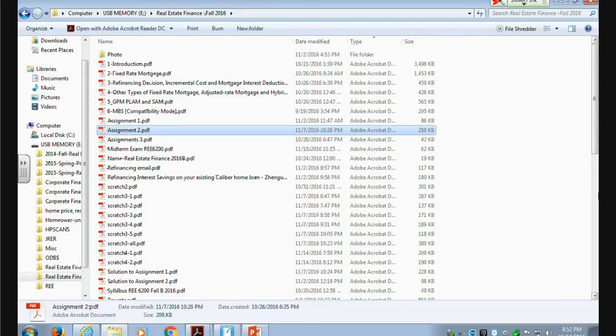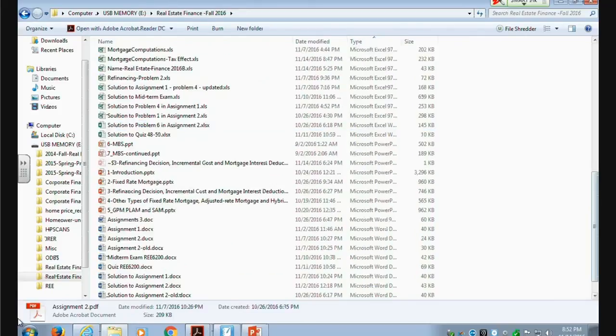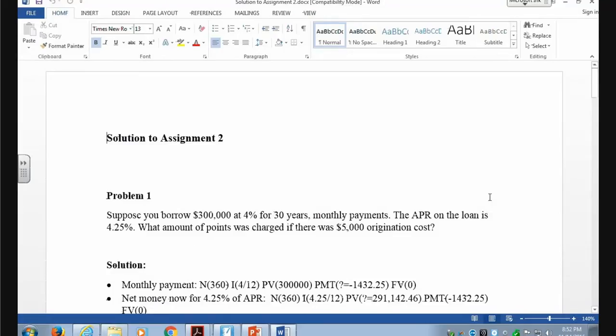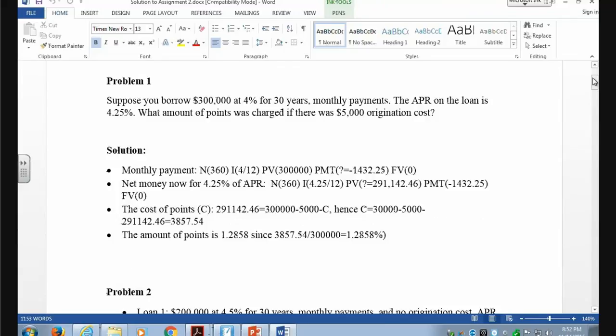Where is the solution to assignment 2? Okay, this one. Let's look at the first step, compute the monthly payment. Because we know the APR, we need to compute the actual cash flow. For that we need to know the monthly payment. So this is the monthly payment. After computing it, we need to compute how much money comes into pocket, the present value.